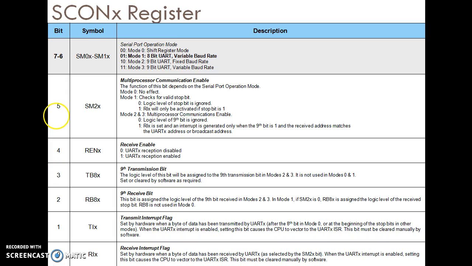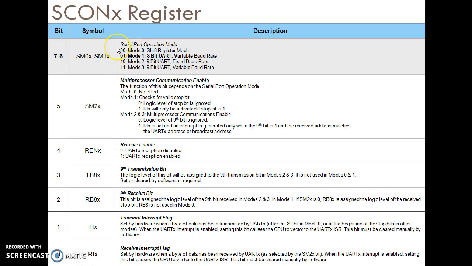Bit 4 represents receive enable. That is, if REN is 0, then reception is disabled. If REN is 1, then reception is enabled. The next one is bit 5, which represents the multiprocessor communication enabling. There are three modes: mode 0, mode 1, mode 2 and 3. Next one is bits 6 and 7. As I explained earlier, the mode of operation is configured by programming the SM0 and SM1 bits.